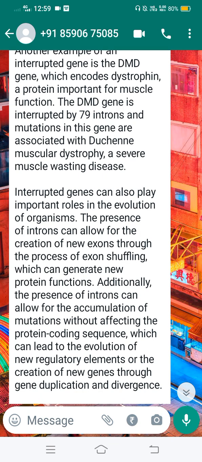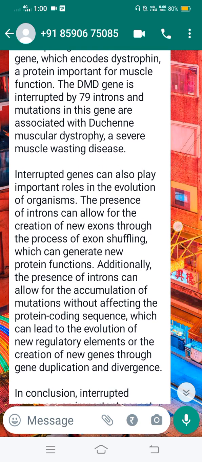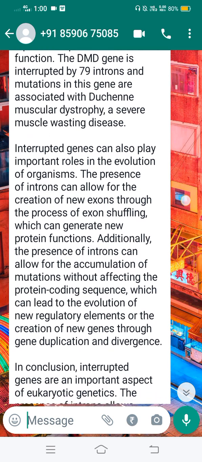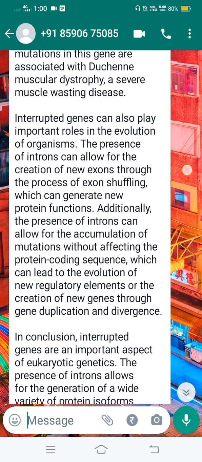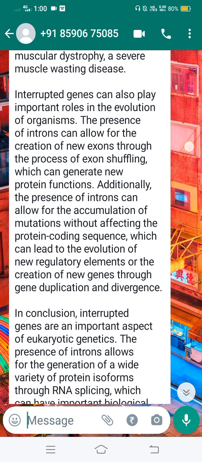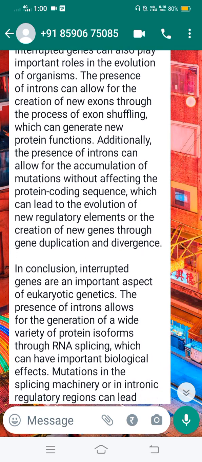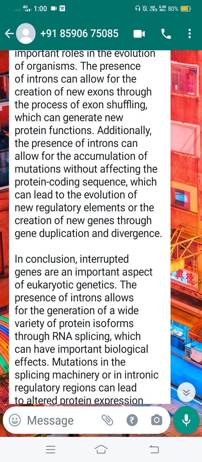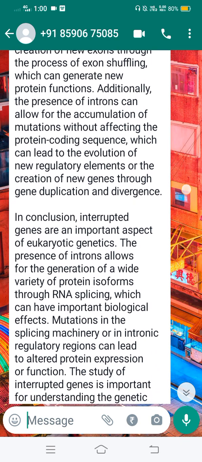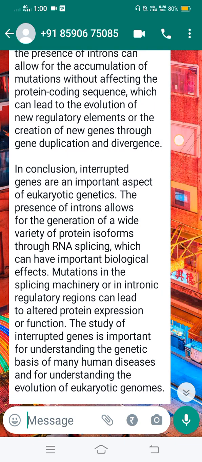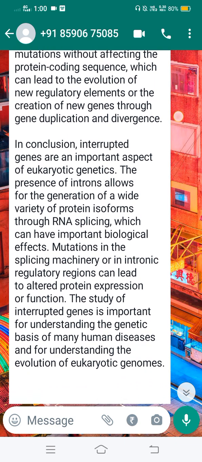Interrupted genes can also play important roles in the evolution of organisms. The presence of introns can allow for the creation of new exons through the process of exon shuffling, which can generate new protein functions. Additionally, the presence of introns can allow for the accumulation of mutations without affecting the protein coding sequence, which can lead to the evolution of new regulatory elements or the creation of new genes through gene duplication and divergence. In conclusion, interrupted genes are an important aspect of eukaryotic genetics.